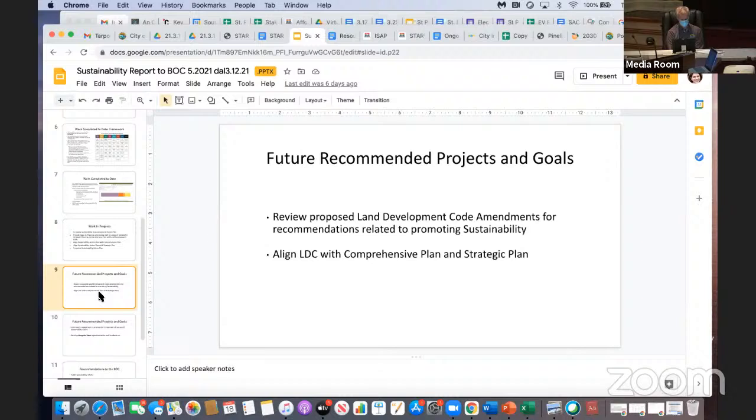Okay. So moving on, future recommended projects and goals. So this is what our recommendations to the commission would be: to review the proposed land development code amendments for recommendations relating to promoting sustainability. So that's what we're still going to be doing. And then aligning the comprehensive plan and the strategic plan with sustainability items.